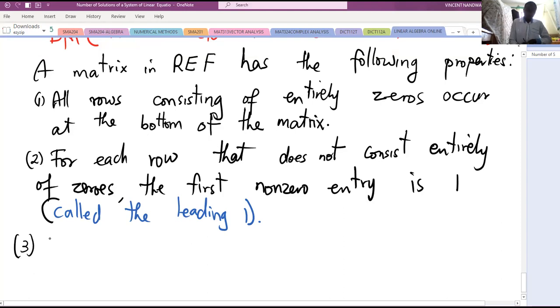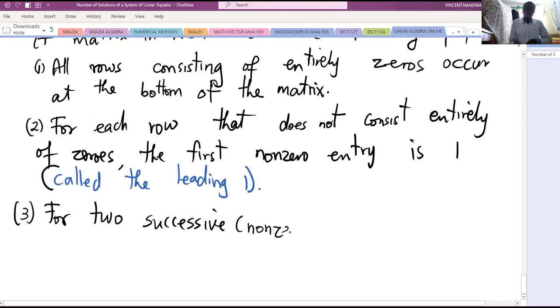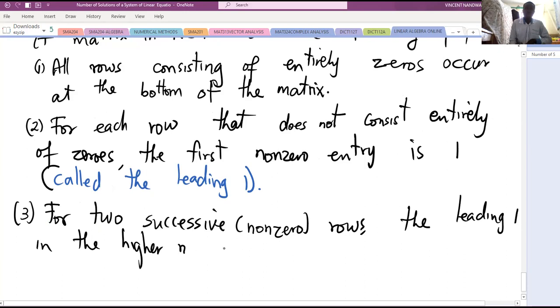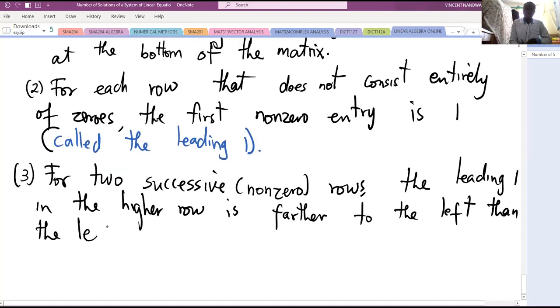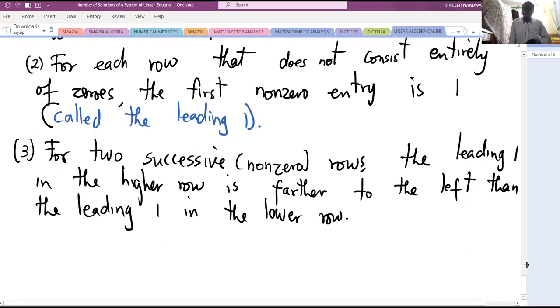And then number three, for two successive non-zero rows, the leading one in the higher row, or the top row, is further to the left than the leading one in the lower row. So that's the third characteristic.